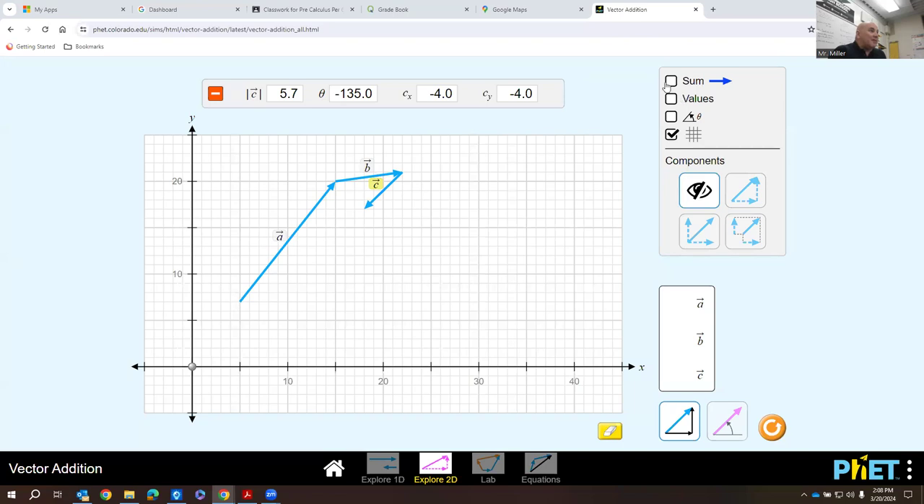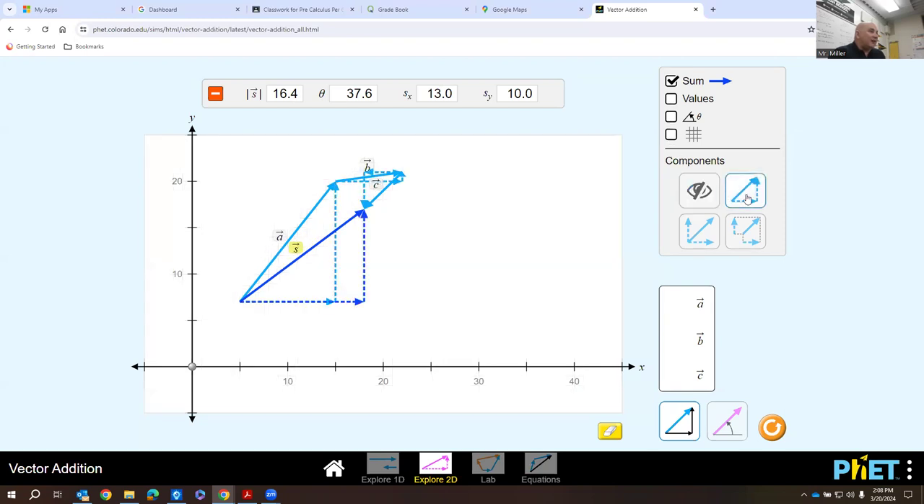When we hit sum, there's vector S. And you'll see that vector S, if we move it, starts where A started and it ends where C ended. So vector S is the sum of A plus B plus C.